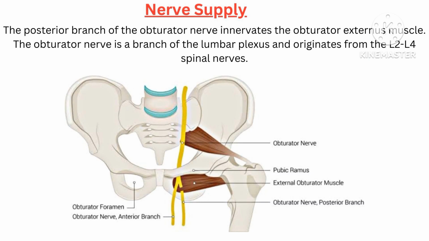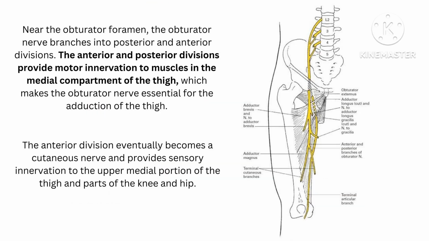Nerves. The posterior branch of the obturator nerve innervates the obturator externus muscle. The obturator nerve is a branch of the lumbar plexus and originates from the L2-L4 spinal nerves. Near the obturator foramen, the obturator nerve branches into posterior and anterior divisions. The anterior and posterior divisions provide motor innervation to muscles in the medial compartment of the thigh, which makes the obturator nerve essential for the adduction of the thigh.